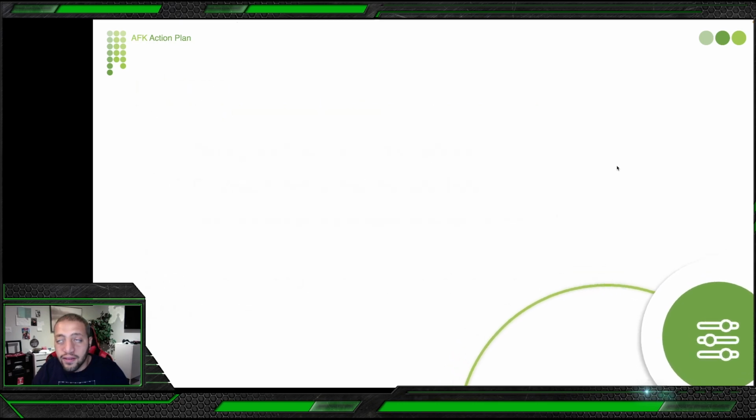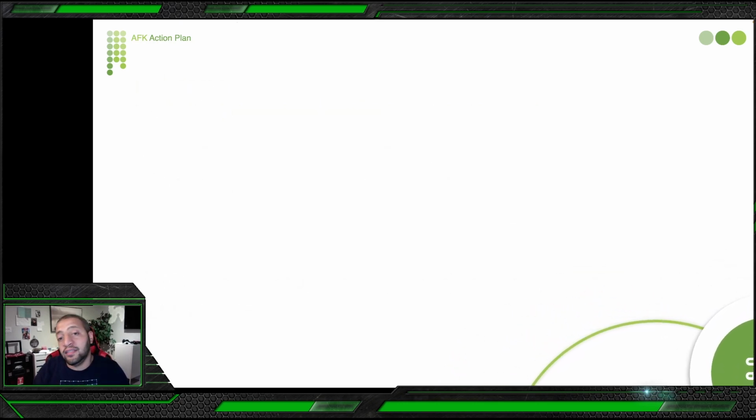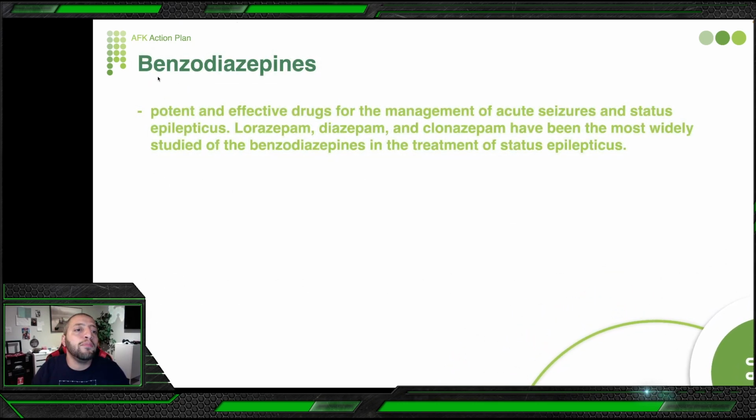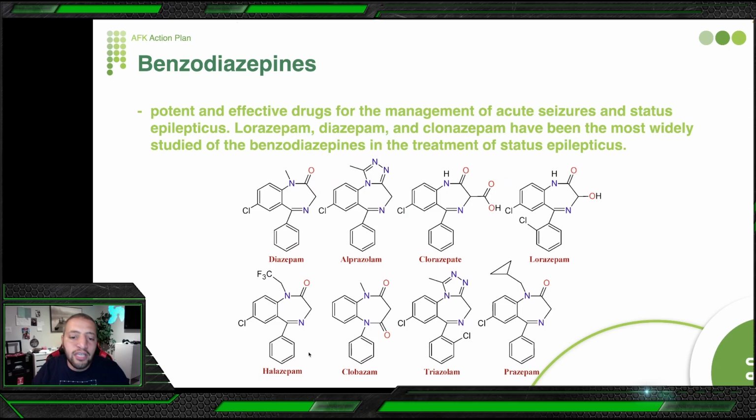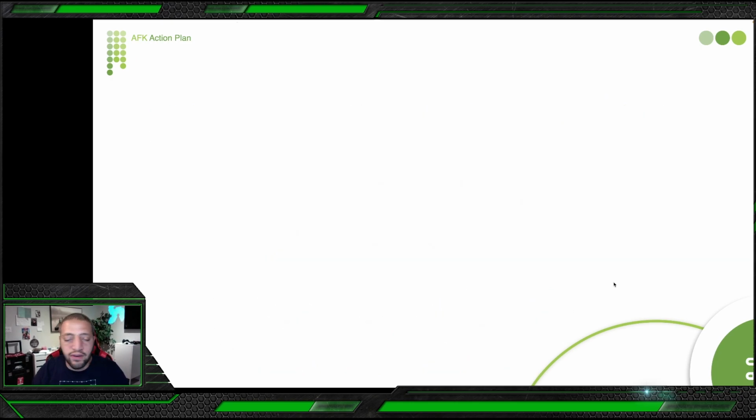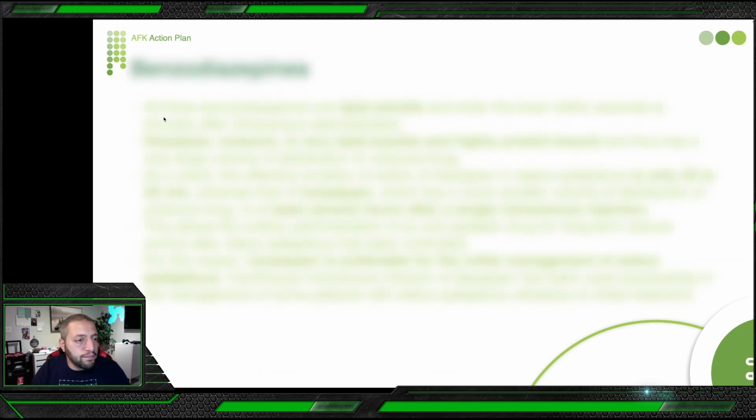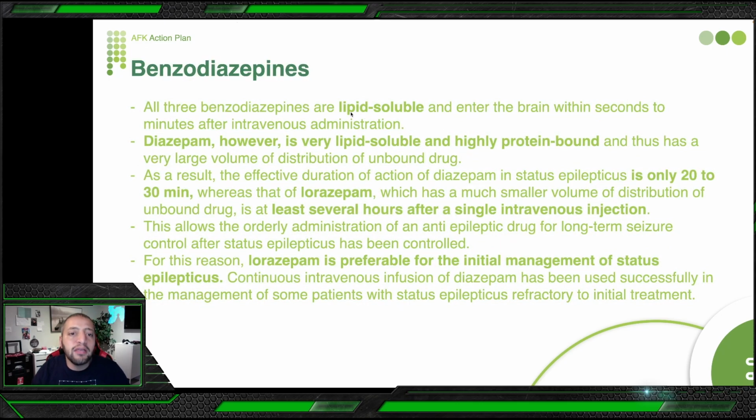So let's speak first about diazepam and the family it comes from. It comes from a family called benzodiazepines. They are potent and effective drugs for the management of acute seizures and status epilepticus. They have three main categories. Lorazepam, diazepam, and clonazepam have been the most widely studied of the benzodiazepines in the treatment of status epilepticus. And here comes the chemical structure of this family. All three benzodiazepines are lipid soluble and enter the brain within seconds to minutes after intravenous administration.